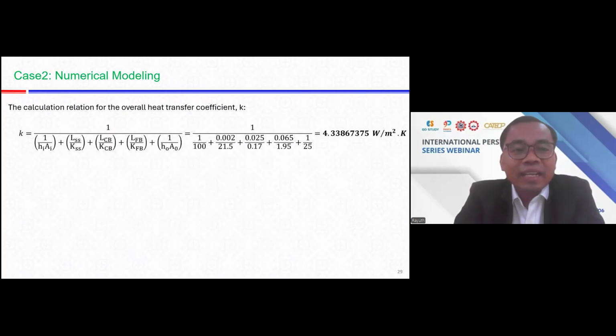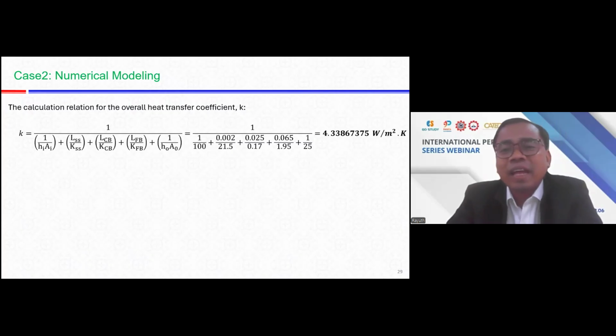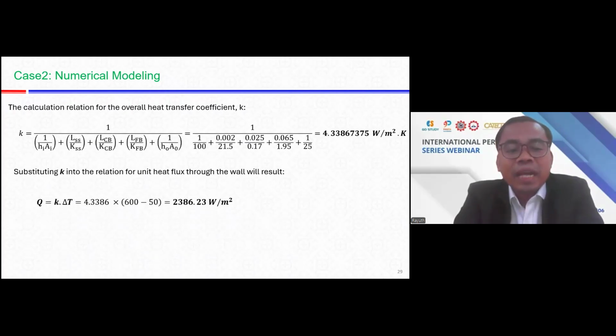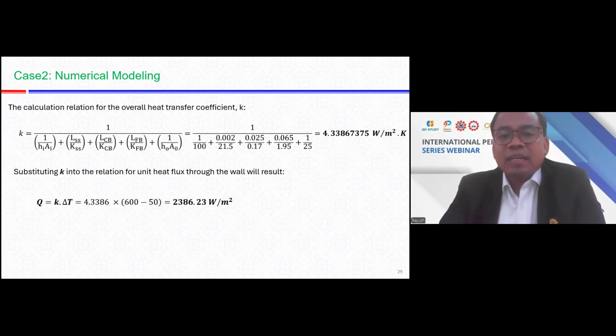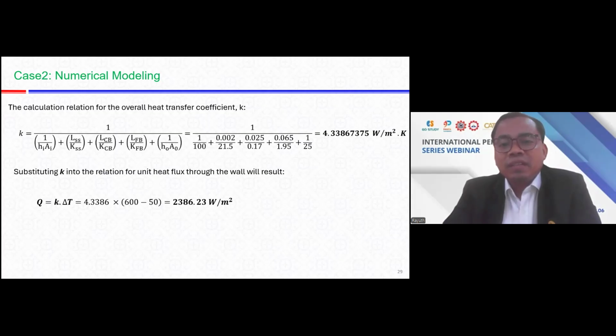So we also calculate the overall heat transfer coefficient K. The K calculation, like mentioned previously, is slightly similar, 4.338. So we calculate the heat flux by mathematics: 4.3386 multiplied by 600 minus 50. The calculation is 2386.23 watts per square meter.